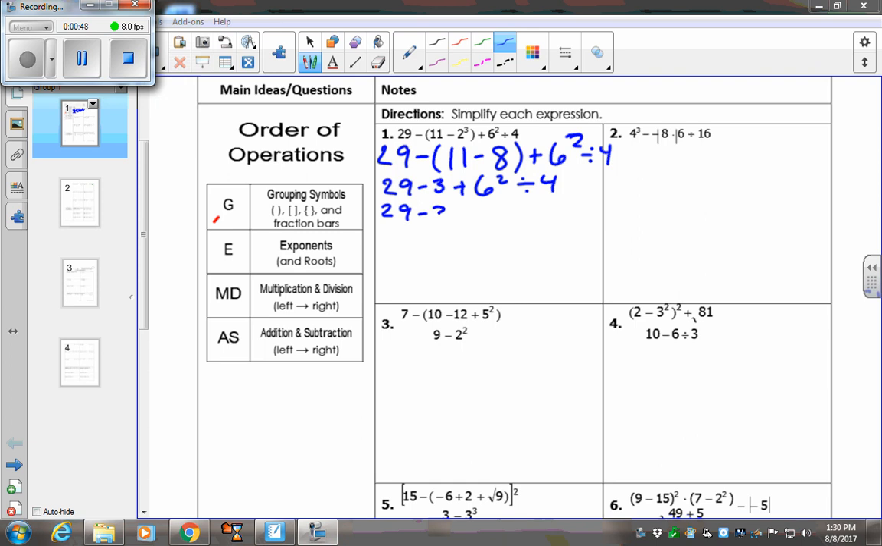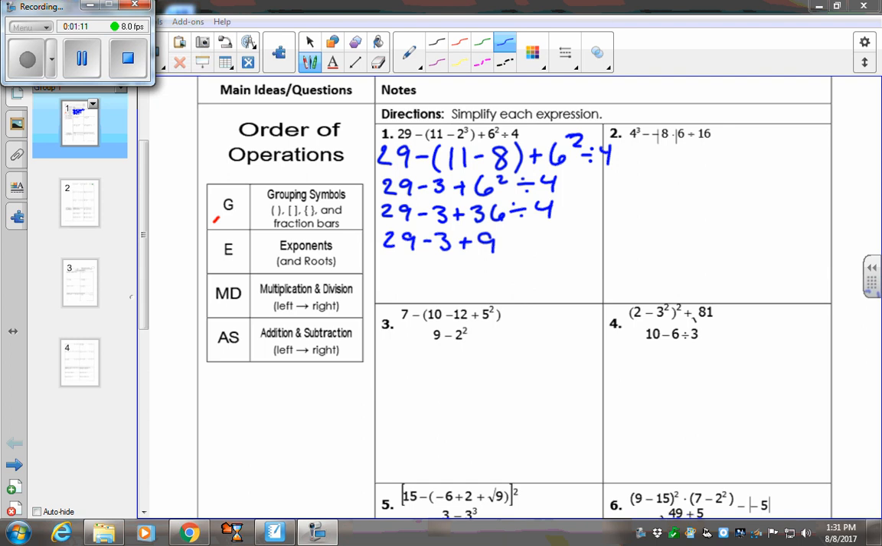29 minus 3 plus 36 divided by 4. What do I do next? Not add. Multiply or divide? Divide. What is 36 divided by 4? 3. And you said 9?